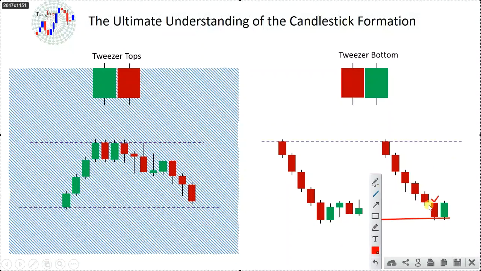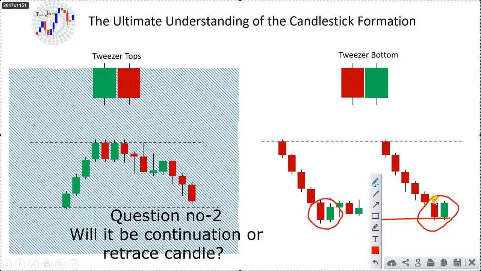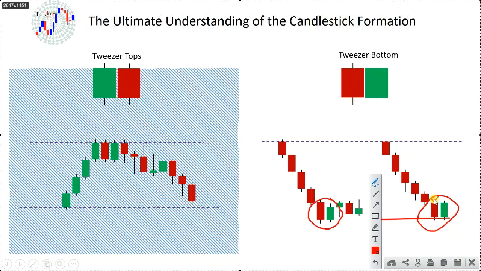Now, after this candle, we can see the scenario is almost the same. After this tweezer bottom, we have a buyer's entry. Do you think this tweezer bottoms will work? This is question number 2. Obviously, I will show you, but before I show, just think for yourself what the next candle will be. Well, this will be a red candle.